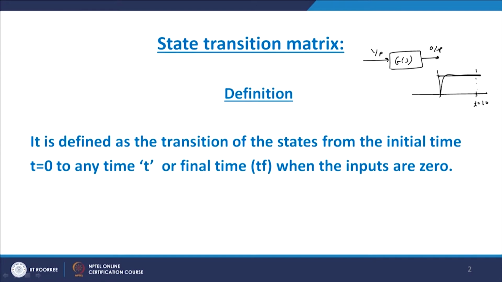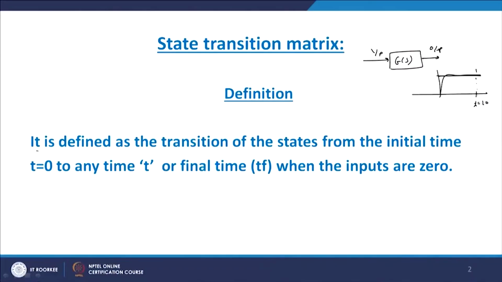But in case of a state space system, along with this output there are states, which are the important parameters in the system, that have also travelled. That is, from t equals to 0 to t equals to tf, the state has been transferred. So, this transferring of the states we can call the state transition matrix.